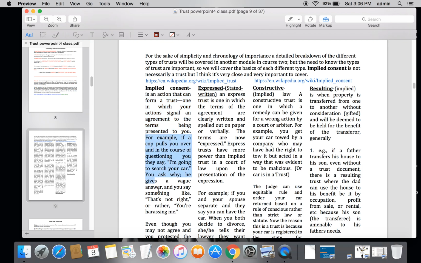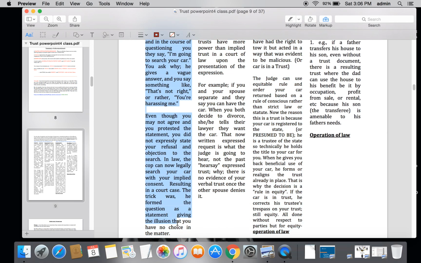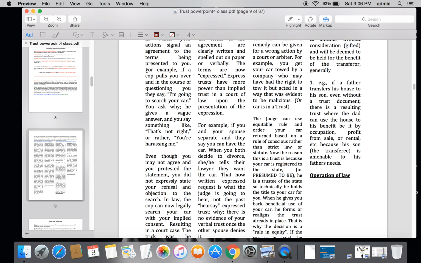For example, if a cop pulls you over, and in the course of questioning you, that cop says, "I'm going to search your car," and you ask why, and he gives you some answer like, "Well, I fear you may have weapons, or I smell marijuana," whatever the case may be. "So therefore, I'm going to search your car." And you say to him, "That's not right. You're harassing me." And while you're complaining, he's searching your car.